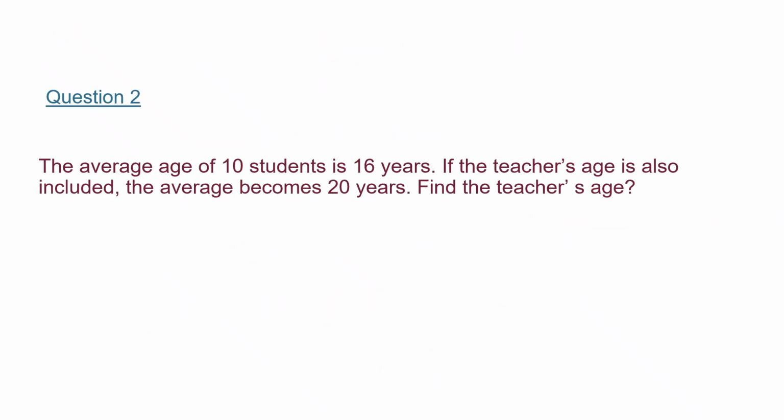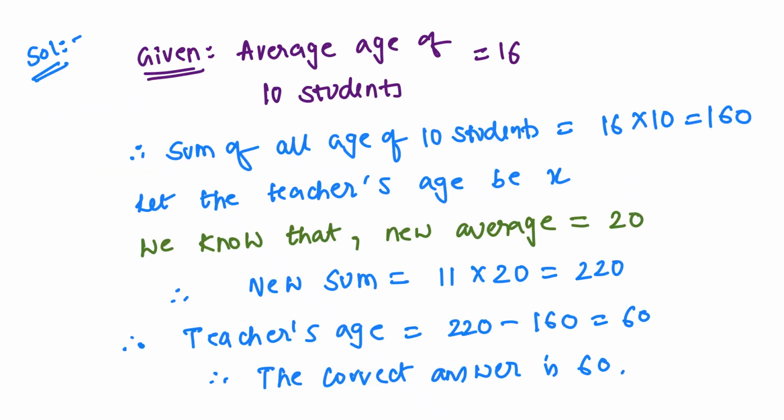Second problem is, the average age of 10 students is 16 years. If the teacher's age is also included, the average becomes 20 years. Then find the teacher's age. Solution is, we are given average age of 10 students is equal to 16. Therefore, sum of all ages of 10 students is equal to 160.